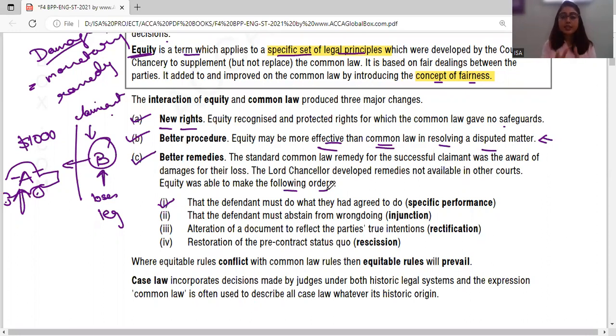All right. The second, Ali, read the second order. The defendant must abstain from the wrongdoing. Injunction. The defendant must abstain from wrongdoing. What case can you think of in this situation? For example, if the court asks you to retake the classes and teach in the right way, that could be.